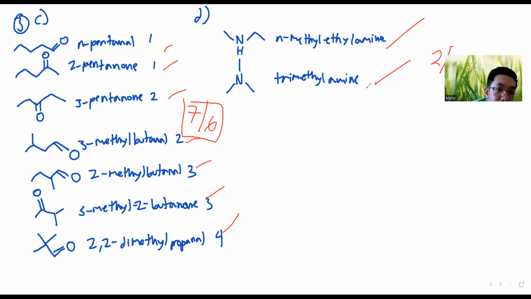Yes, Josh, for number 4 ha. Number 4, increasing strength of IMFA. Number 5, you have 9 pairs of compounds there. Just select which compound will have a higher boiling point.